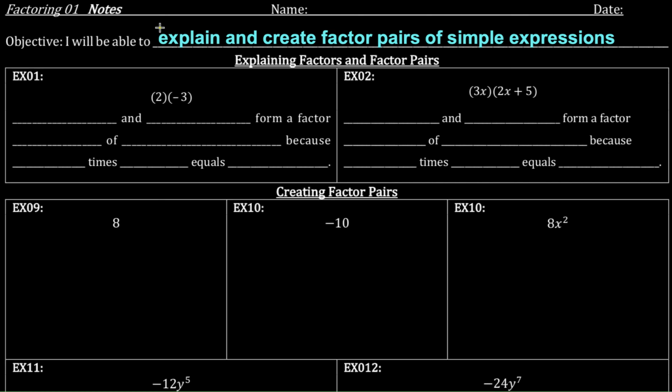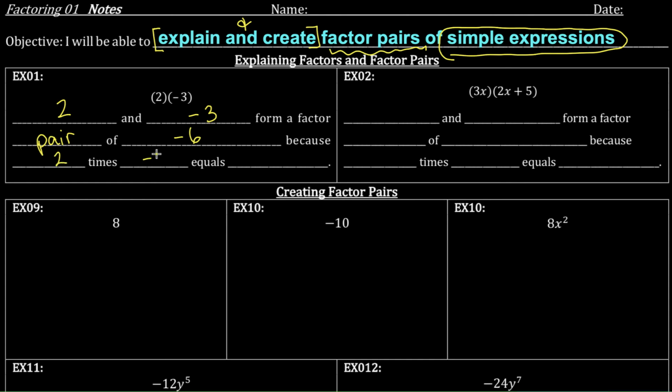All right, so in this lesson, we are going to explain and create factor pairs of simple expressions. Okay, so before we do that, let's explain factor pairs. So example 1 reads 2 times negative 3. So 2 and negative 3 form a factor pair of negative 6. Because 2 times negative 3 equals negative 6.